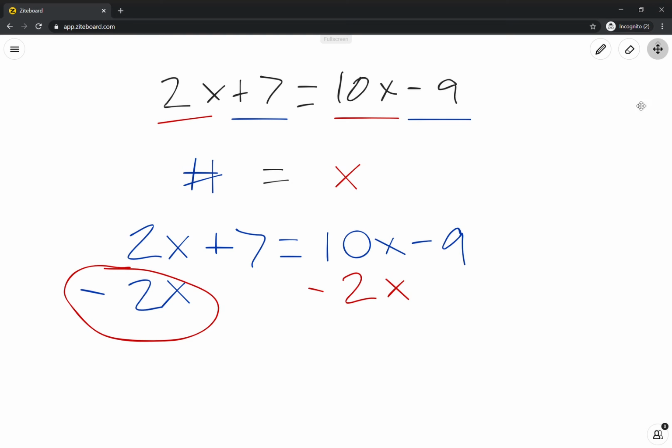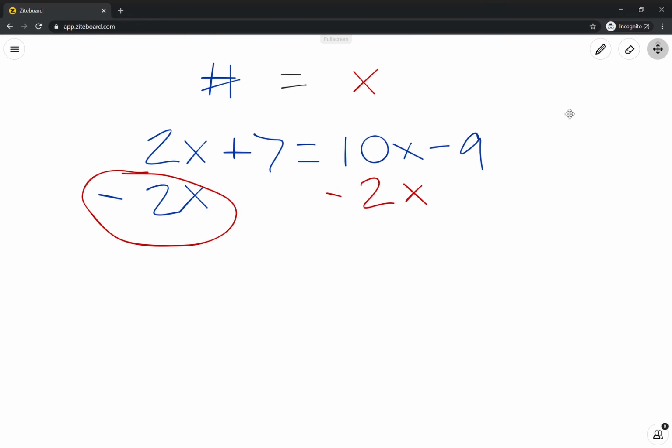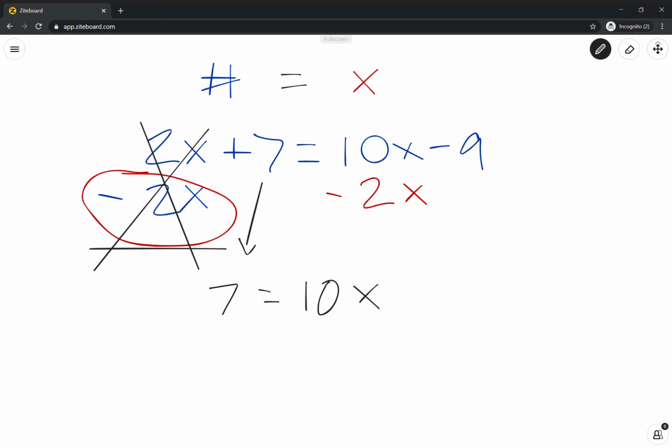Now, let's see what this would yield. Or let's see what would happen if we subtracted 2x on both sides. Well, for starters, we have 2x minus 2x, which would just be 0. Then we'd have the 7 from here, which just drops down, is equal to 10x minus 9 minus 2x, which was the newly subtracted value, the thing we just did.